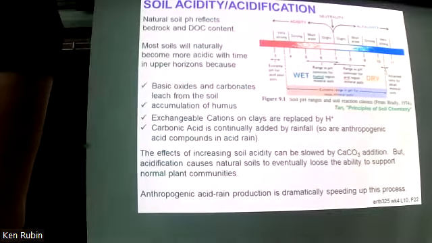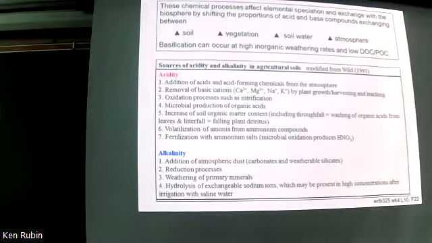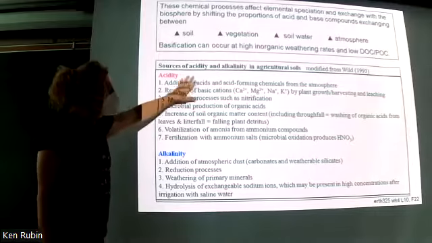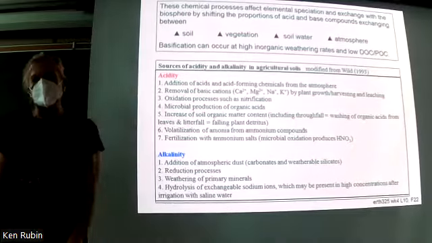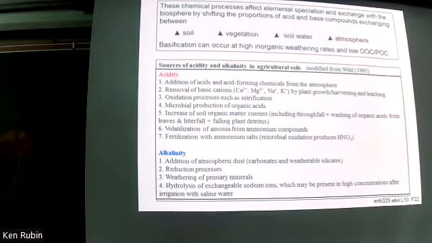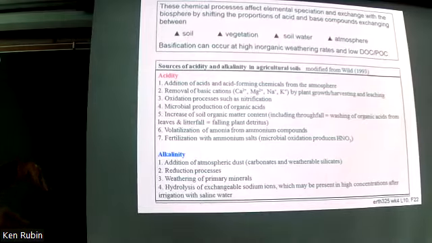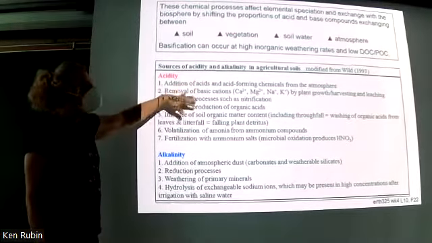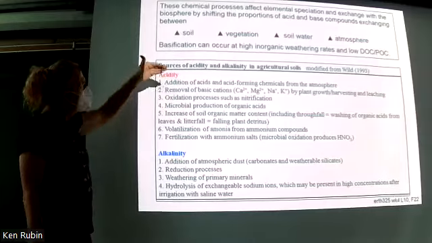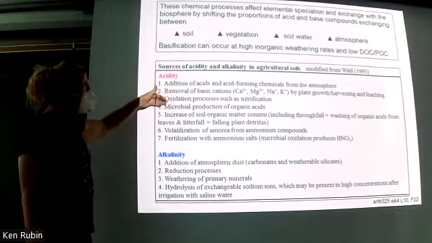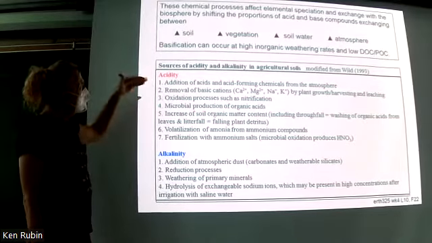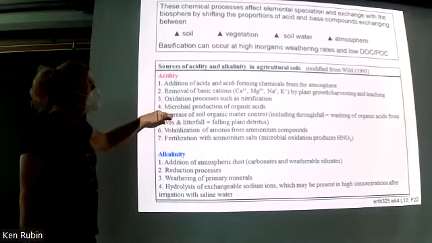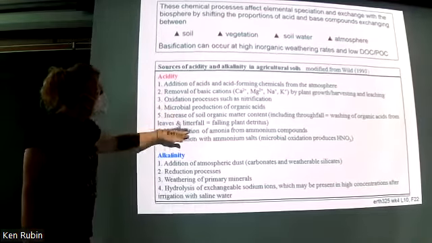So we have these kind of variations, and human activities can enhance that. So here's all the stuff that can affect pH in the soil. Okay, and it's a big table again, but it's a combination of addition of acids and acid-forming chemicals from the atmosphere, removal of base cations, some oxidation processes change pH, microbial production of organic acids, increase of soil organic matter content, loss of ammonia.